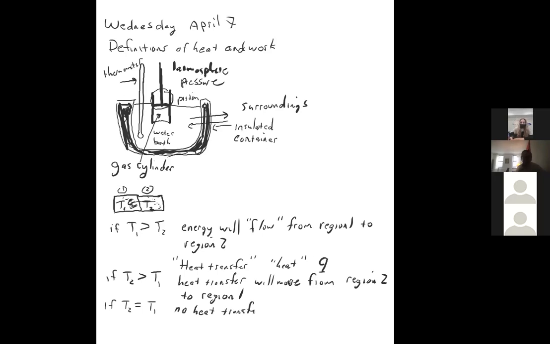There won't be any transfer of heat. If you think about this, you understand this implicitly from your experiences, right? You touch something that's hot, it feels hot. The experience of something feeling hot is that it's transferring thermal energy, or heat, from the hot object to your object, which is your hand, which is colder.